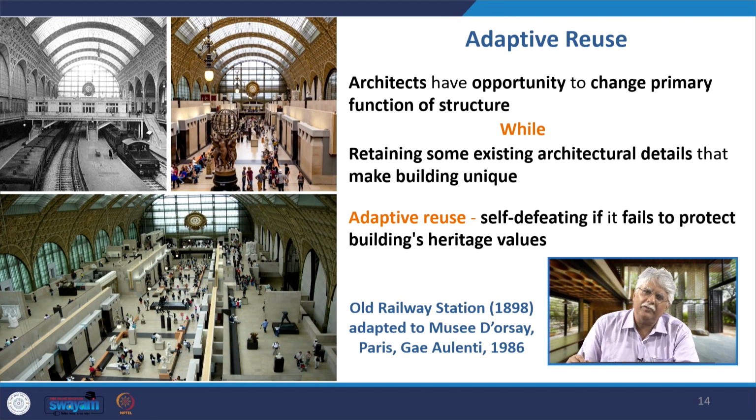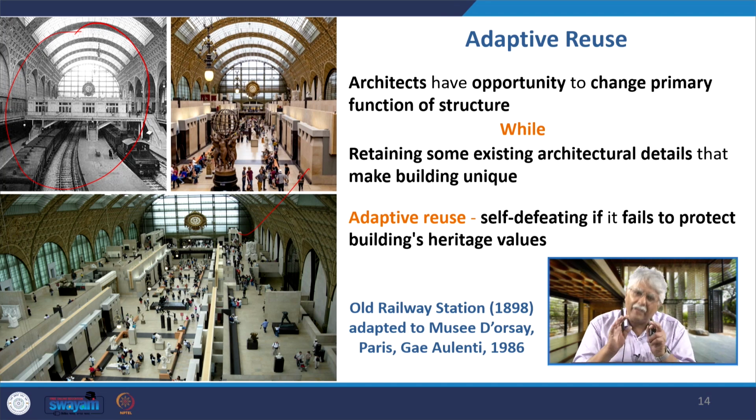Architects have the opportunity to change the primary function of the structure while retaining some of the existing architectural details that make the building unique. For example, here an old railway station has been converted into a museum called Musée d'Orsay in Paris by Gae Aulenti in 1986. And here the architectural details unique to the railway station have been retained.